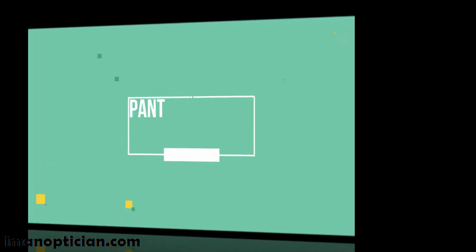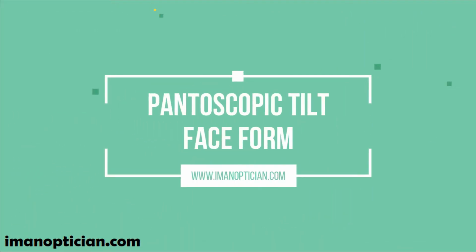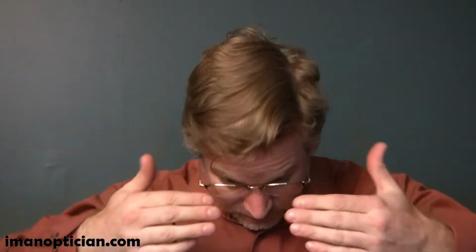Let's talk a little bit about pantoscopic tilt and face form. We'll discuss what they are, how to adjust for them, and why they're important. By face form, we refer to the angle of the lenses against our face. So from the top down, you see the angle here and how it hits our face this way.